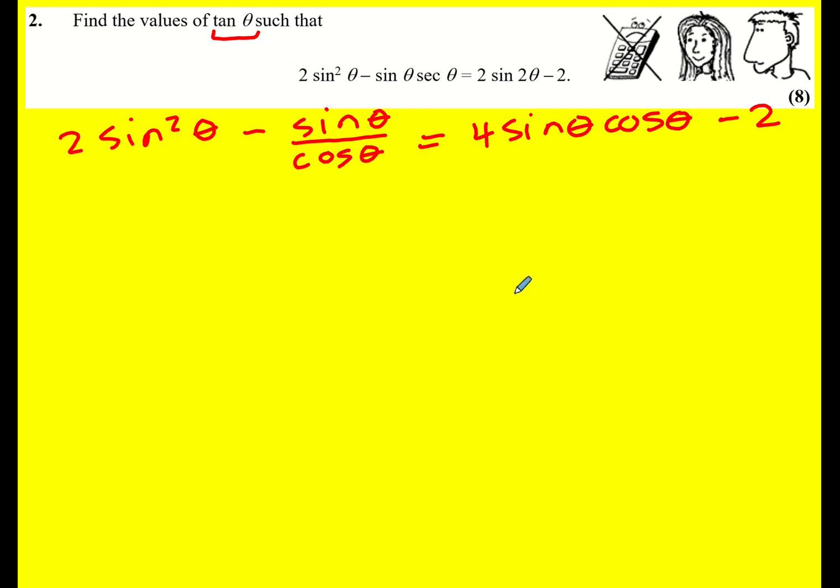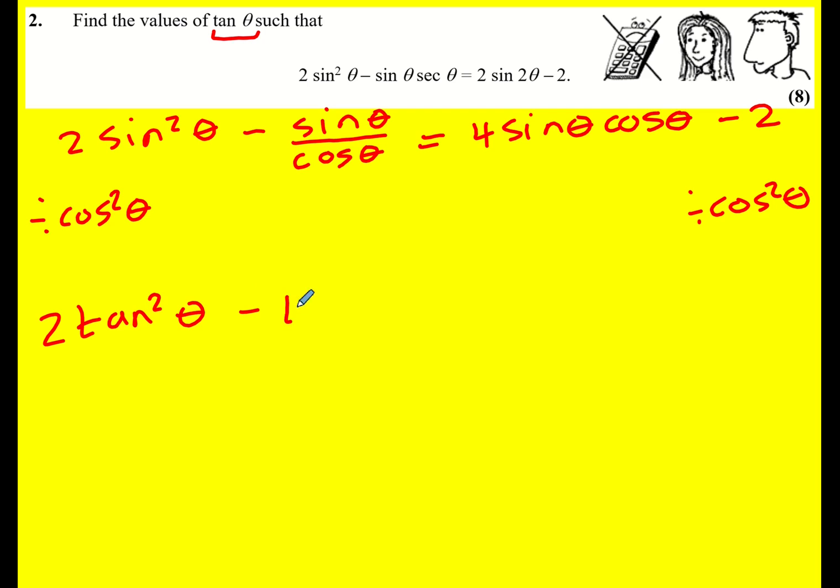And we kind of want to get an equation in terms of tan, so the next thing I'm going to do is divide through by cos squared theta. This will help to some extent because I'm going to get 2 sine squared over cos squared. That's actually going to be tan squared. So my highest term is now in terms of tan. Here, well, this is actually tan theta. And then I'm going to get sec squared theta.